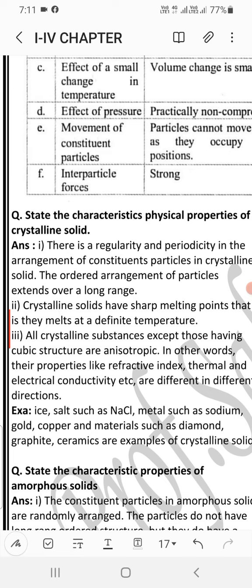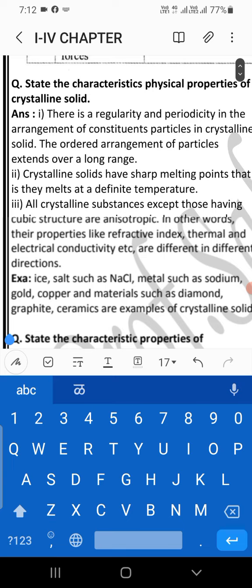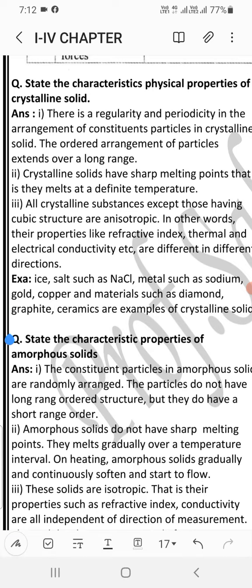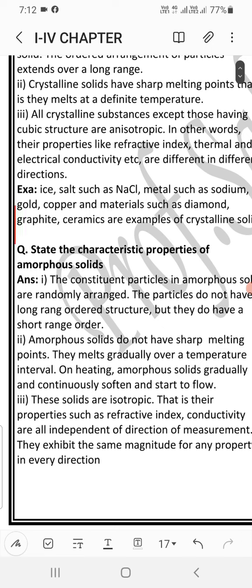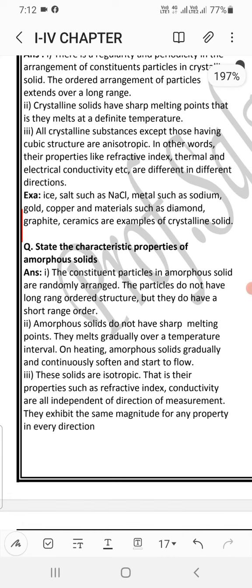I will explain the definition of anisotropic later. So all crystalline solids except those having cubic structure are anisotropic. In other words, their properties like refractive index, thermal and electrical conductivity etc. are different in different directions. These compounds are known as anisotropic. The substances whose refractive index, thermal and electrical conductivities are different in different directions are known as anisotropic.